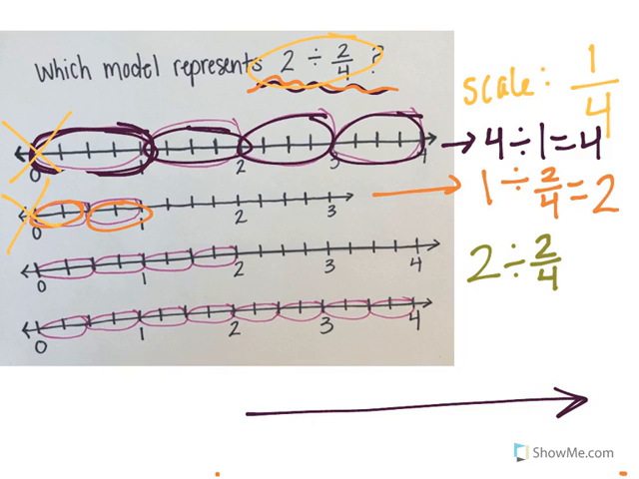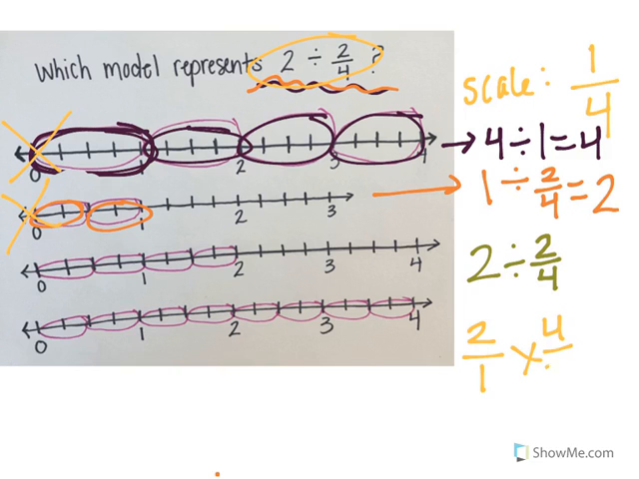I can also determine if this is correct because I can check my work. If I'm using the standard algorithm, I'm going to use keep, change, flip. So I'm going to have 2 over 1 times 4 over 2. 2 and 2 can cross simplify or cross cancel. And then I'm just left with 4. And I see that there are 4 equal size groups in this model.